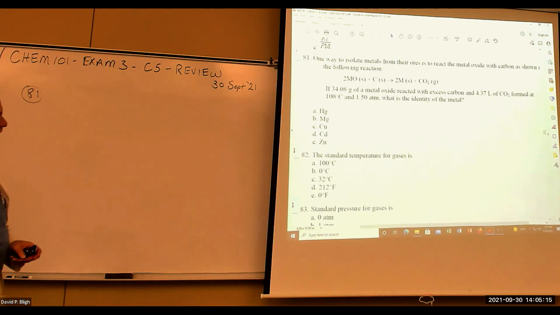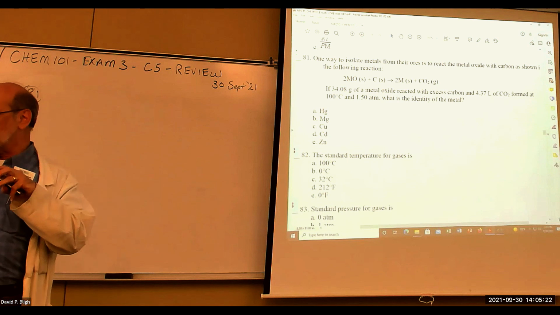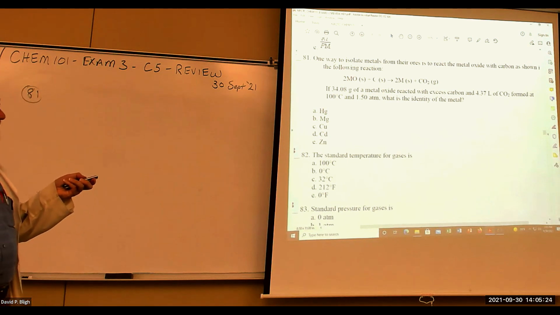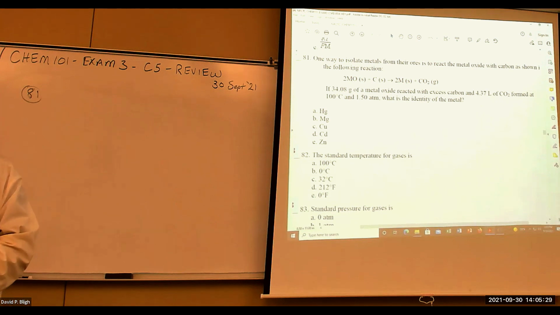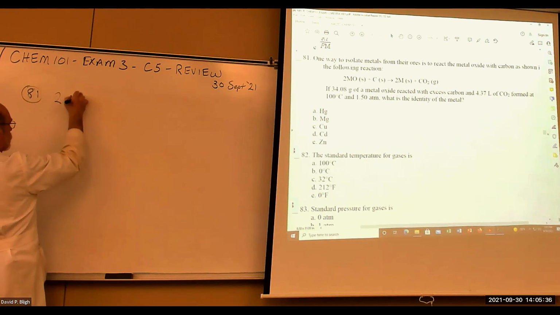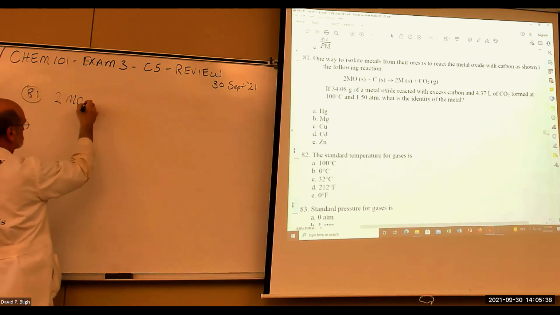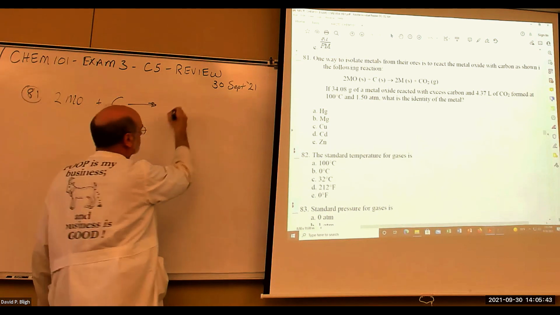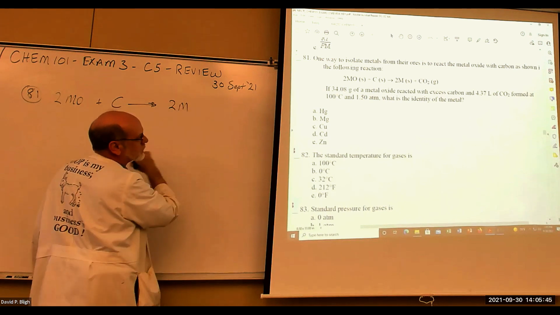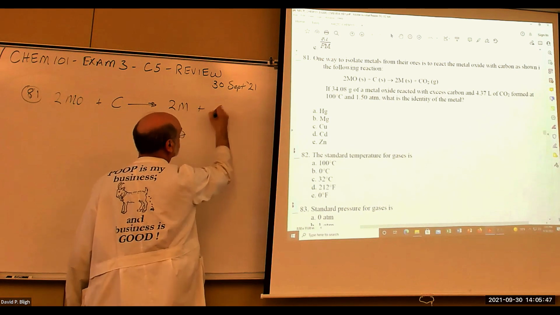So this is a problem where we have an unknown metal oxide reacting with carbon to give us the purified metal and carbon dioxide. This is a common reaction that's performed in smelting operations. So we're given the balanced equation. Carbon yields 2 moles of metal and 1 carbon dioxide.